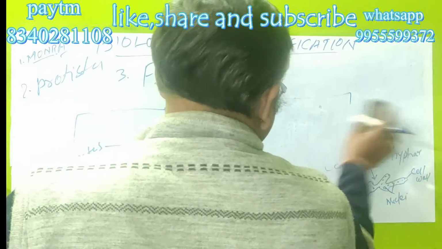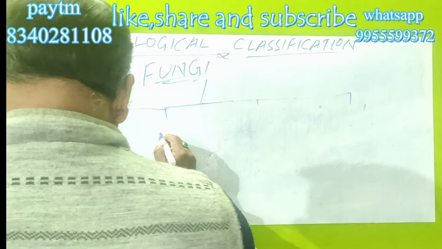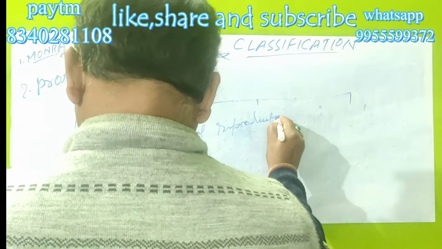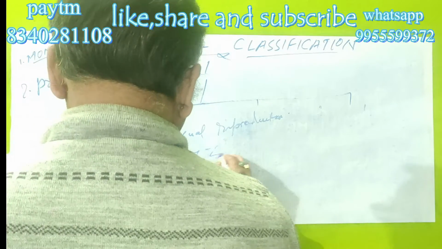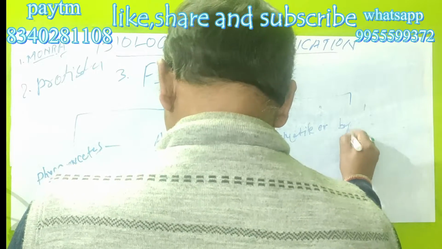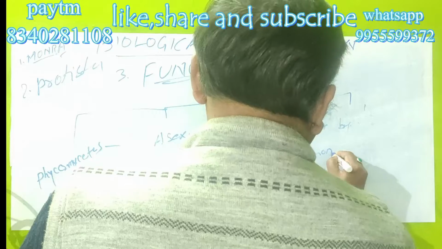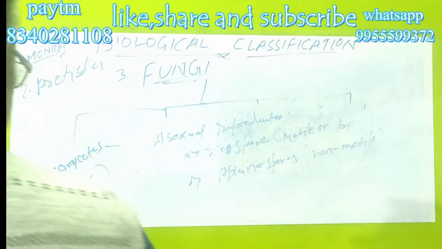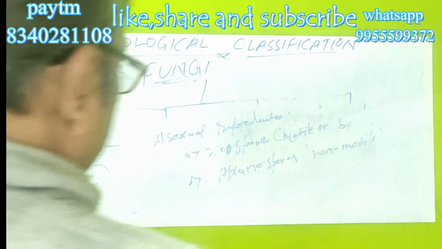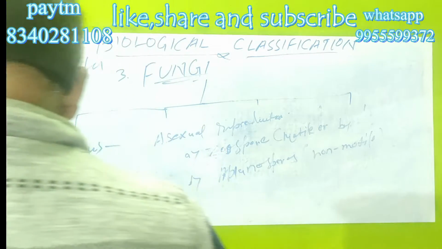Further, for asexual reproduction, there are zoospores that are motile or aplanospores that are non-motile. So in asexual reproduction, there are zoospores that are motile or aplanospores that are non-motile. Spores are endogenously produced in the sporangium.